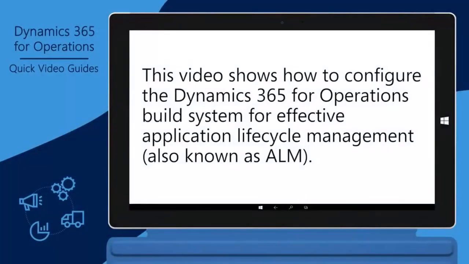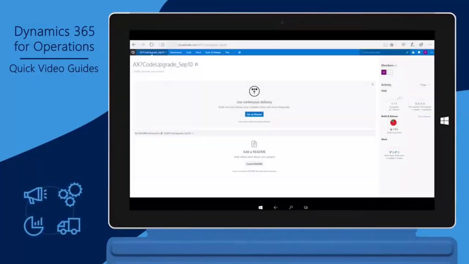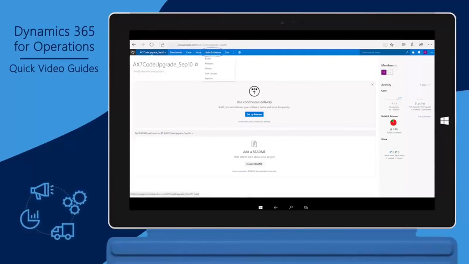This video shows you how to configure the Dynamics 365 for Operations build system for effective application lifecycle management, also known as ALM. Sign into your Visual Studio Team Services project, also known as VSTS. The project homepage displays an overview of the project. Click Builds and Release, and then click Builds to navigate to the build page where you can see the build definitions and information about recent builds.